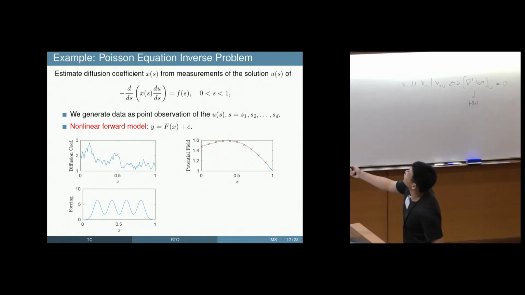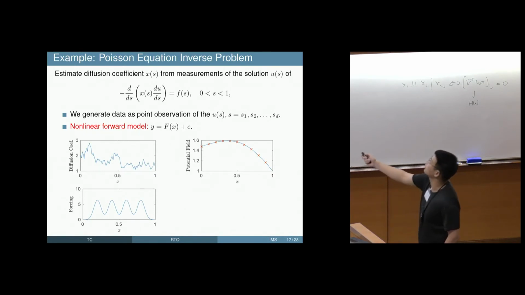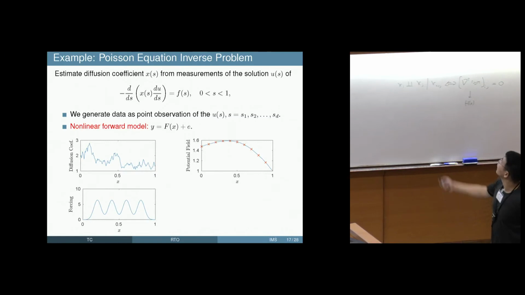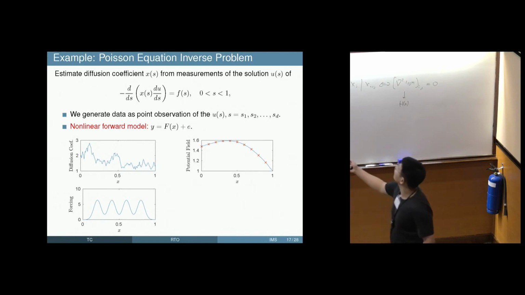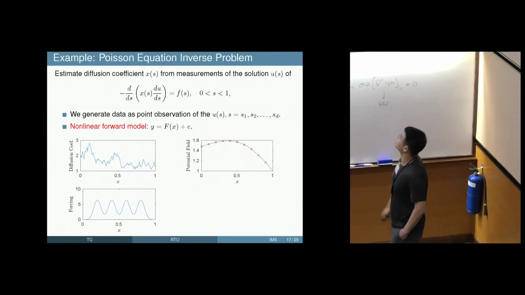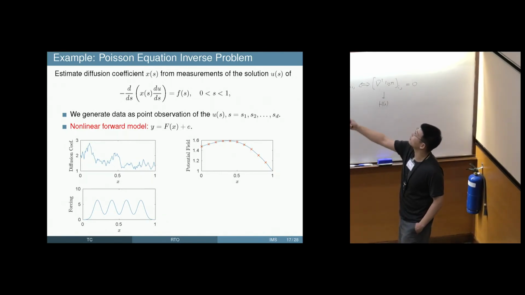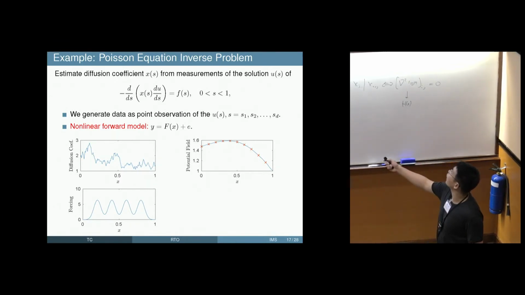This plot shows the realization of the true parameter we use for generating data. This is the true permeability field we use, and here is the true potential function computed for this given permeability field. The red crosses show the locations and the magnitude of the observed data, where x is the spatial location. This curve represents the forcing on the right. Okay, so this is the basic setup. The goal is to use these red crosses to recover this one-dimensional permeability field x.